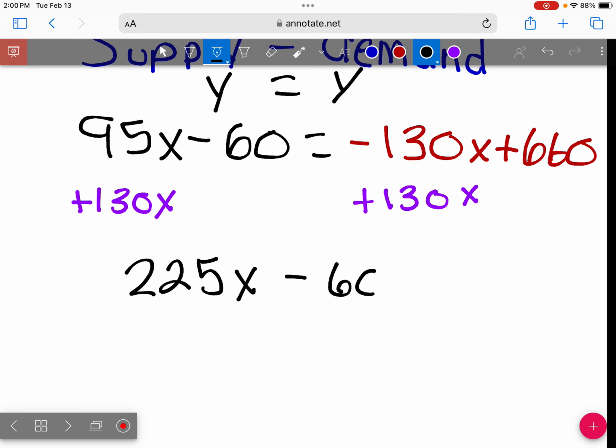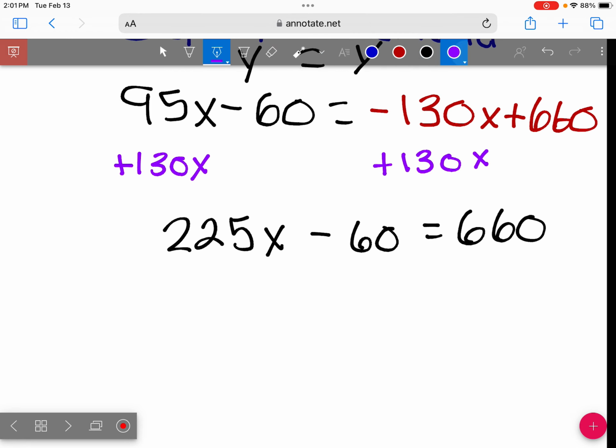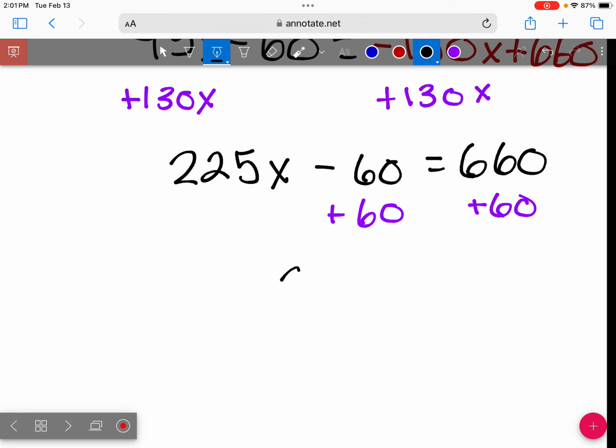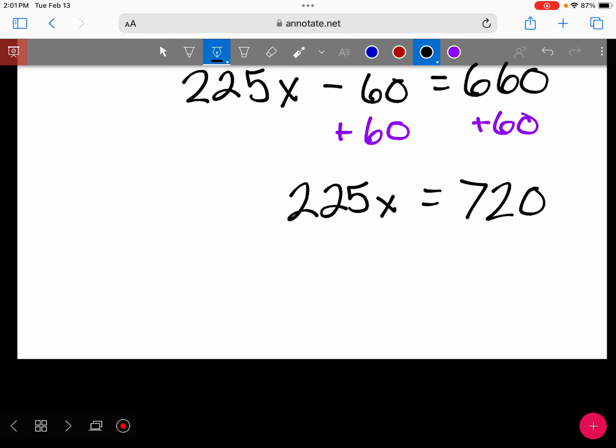So if we add 130x to both sides, we're going to have 225x minus 60 equals 660. Add 60 to both sides. That's exactly what we're going to do next. Good instinct. So we get 225x equals 720.